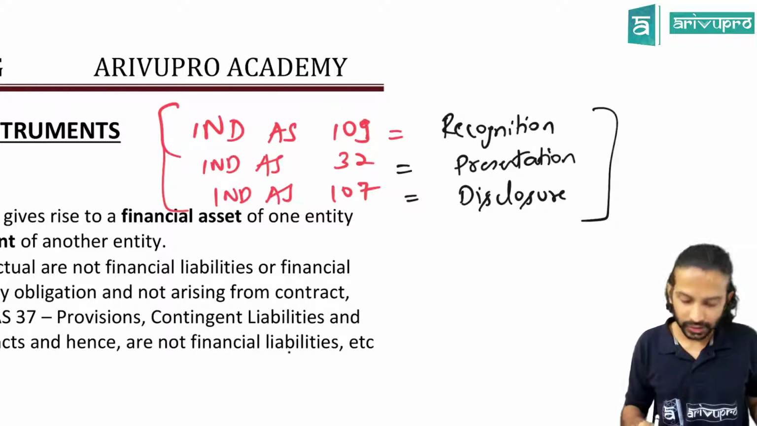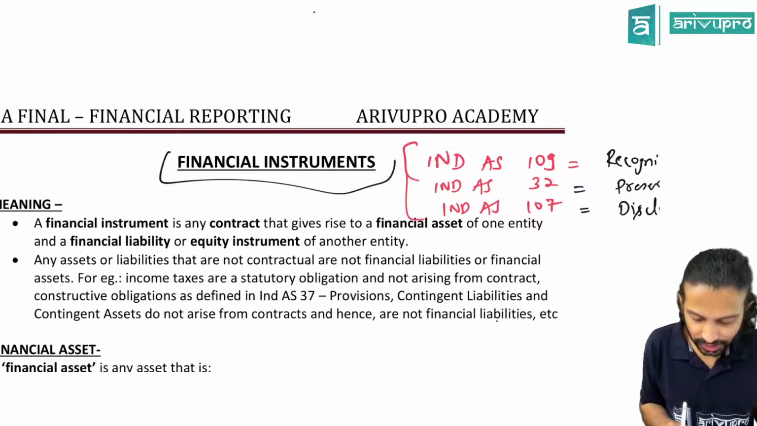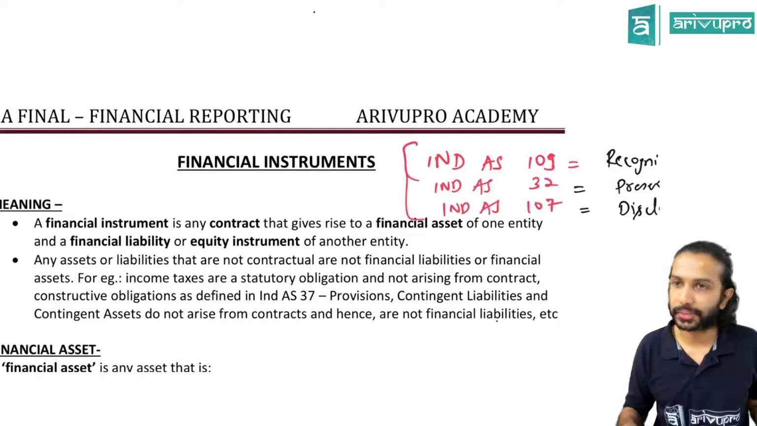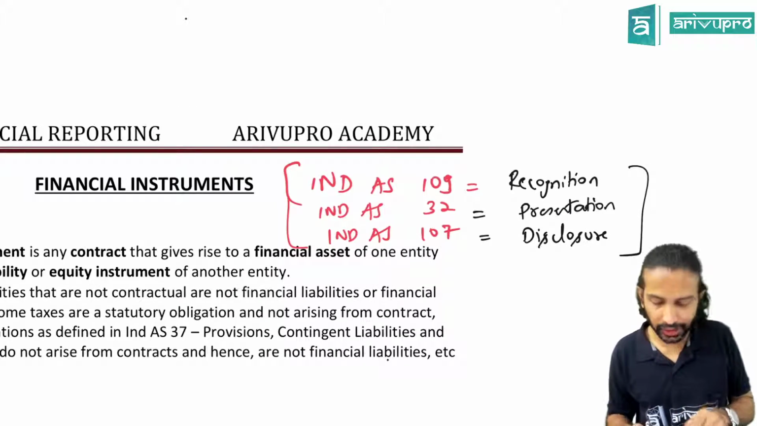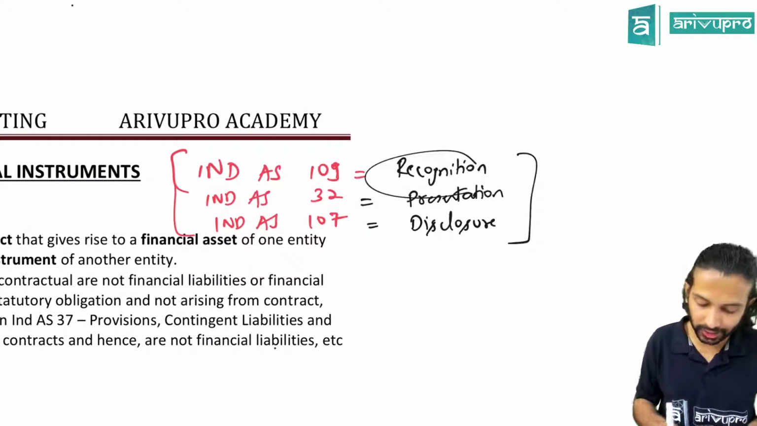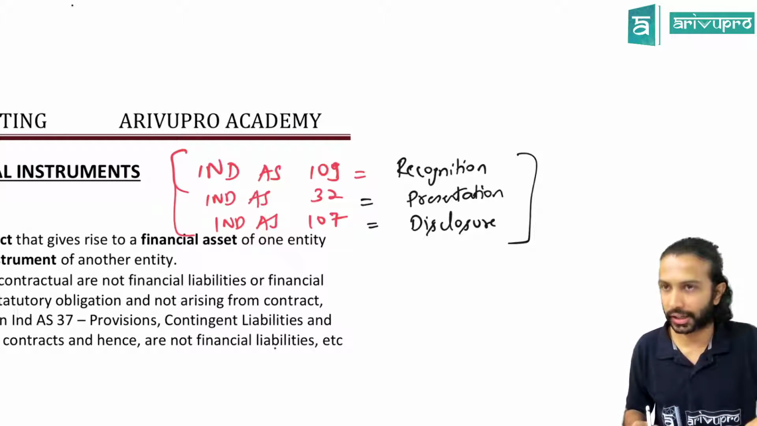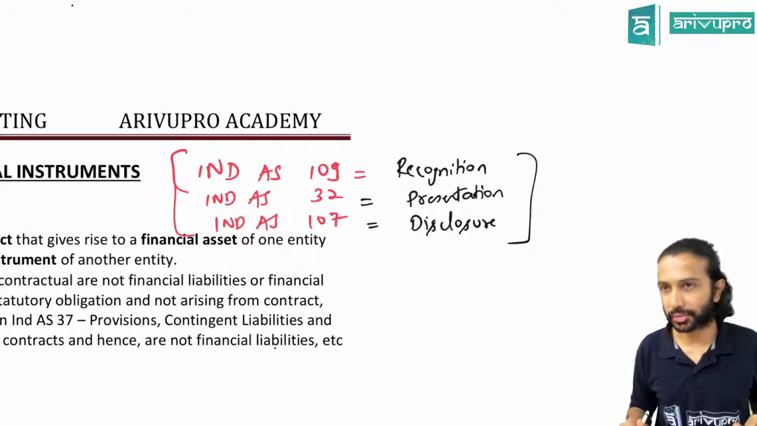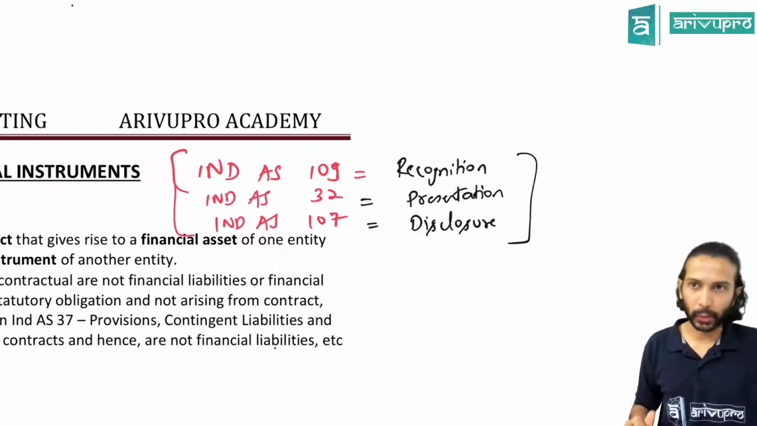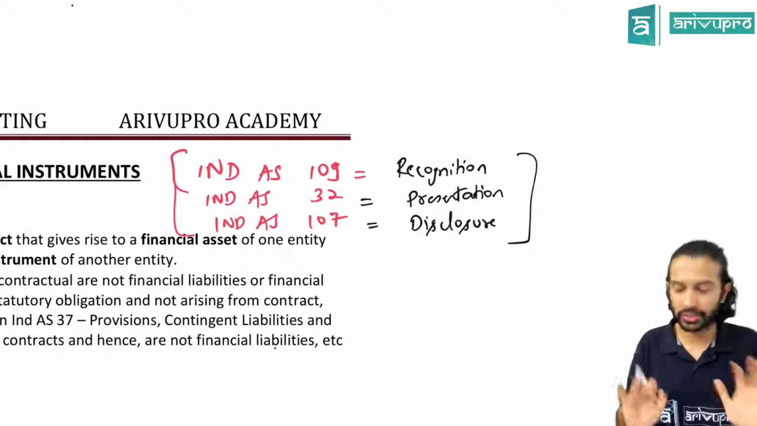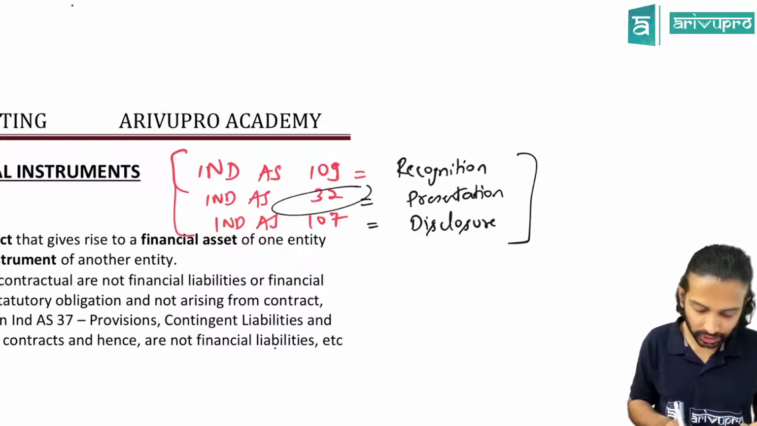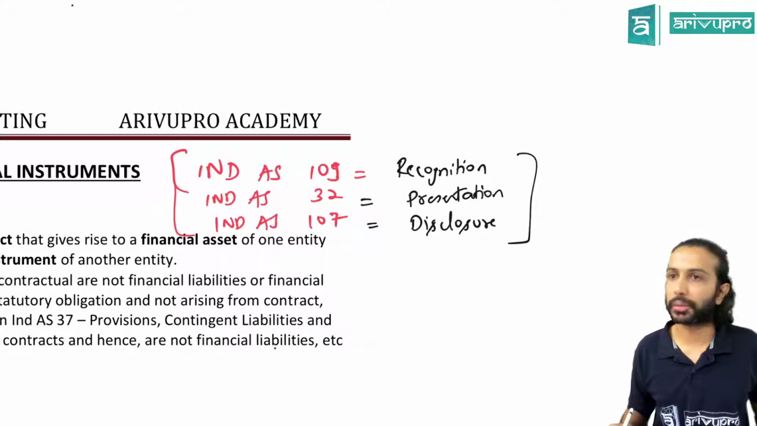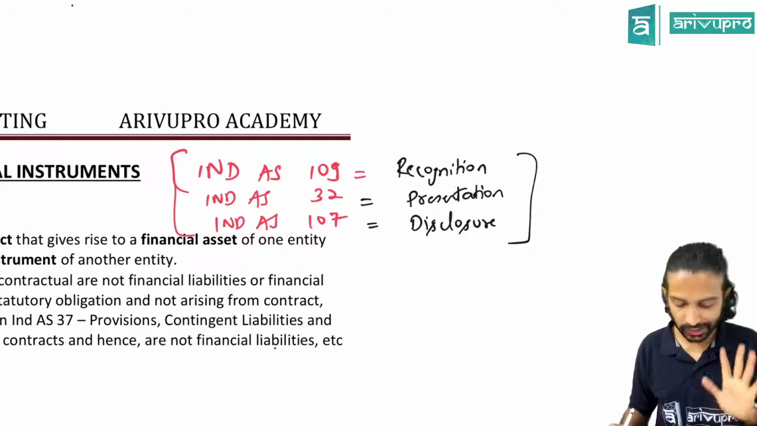So the name of this study should be? If you check the study material, it's just named financial instruments. Fair enough? It's covered under 3 aspects. 109 talks about, in fact 109's name itself is financial instruments. That talks about recognition, how much value a financial instrument should be measured at. 32 talks about the presentation aspect or classification aspect. Where will you show it? Under equity, financial asset or financial liability, how classification and presentation should be done. 107 talks about the disclosure aspect. You give certain disclosures in financial statements, in notes to accounts or elsewhere. That is covered under 107.